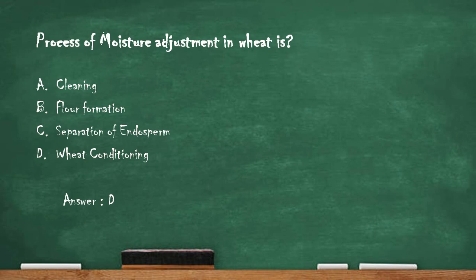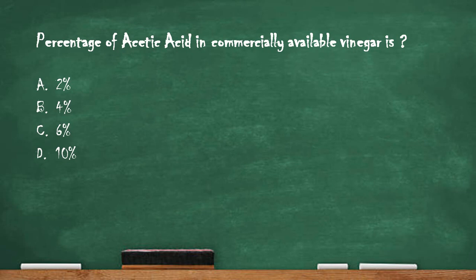So basically, wheat conditioning, also known as tempering, is the process of adjusting the moisture content and temperature of wheat before milling. It's a vital step to prepare wheat for milling. So the whole process of wheat's moisture adjustment is known as wheat conditioning. Always remember that.